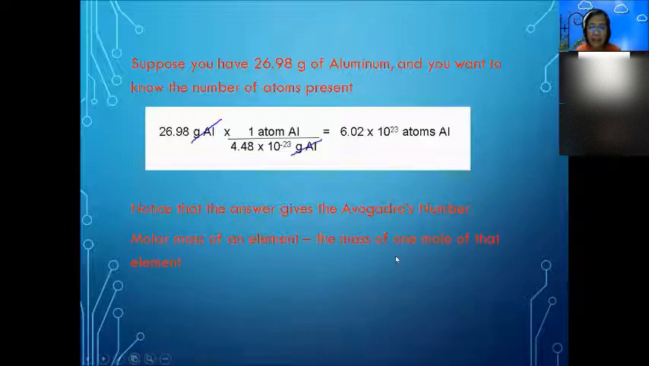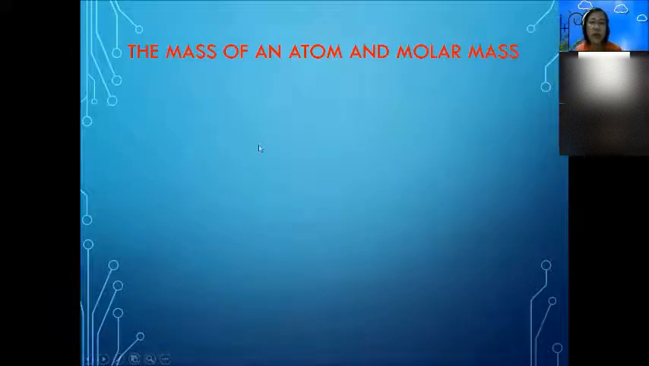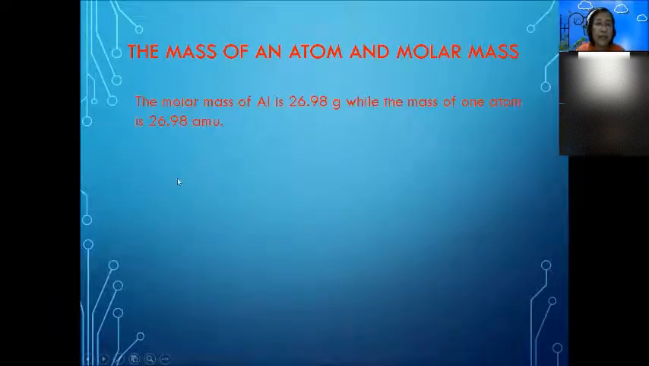Okay? The mass of 1 mole. Okay? And 1 mole, ganito kadami. O, di ba? Kaya kung alam natin yung molar mass, alright, we will be able to determine kung ilang atoms. Di ba? Or ilang molecules. Okay? So, moving on. The molar mass of an atom and molar mass. Sige, tingnan natin. So, the molar mass of aluminum is 26.98.